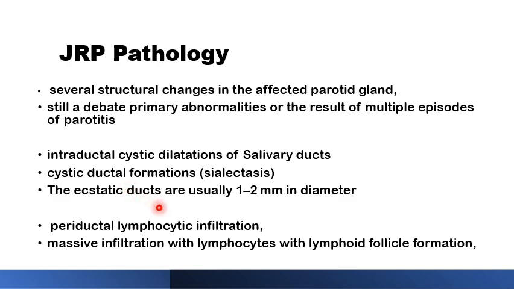parotid acini. In addition to the sialectasis, the other important structural change would be a periductal lymphocytic infiltration. The lymphocytic infiltration would be surrounding the ducts rather than the blood vessels as in other diseases, for example. In JRP, there will be massive infiltration of lymphocytes with lymphoid follicle formation surrounding the duct system.